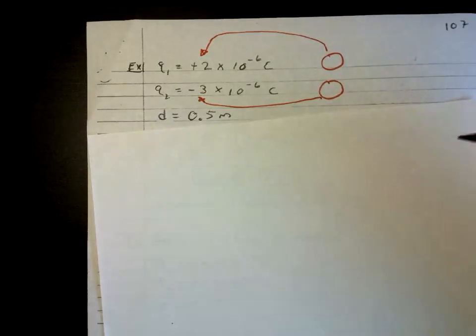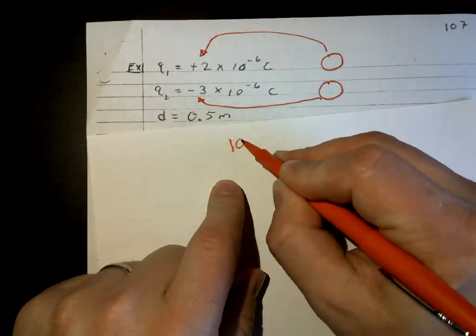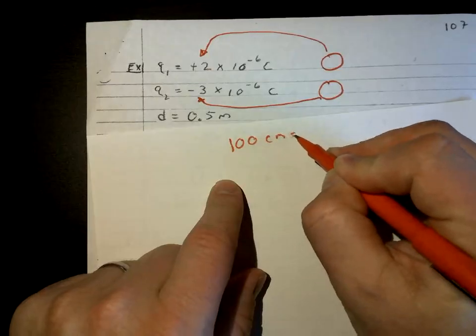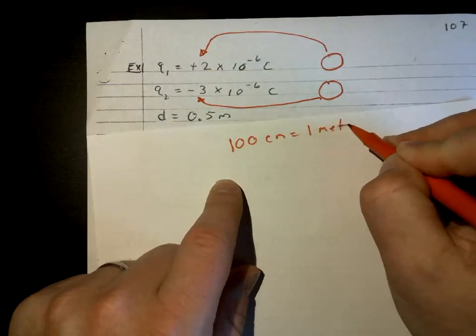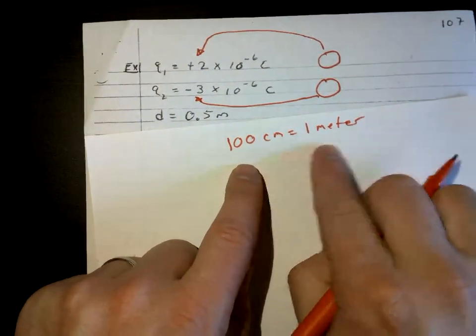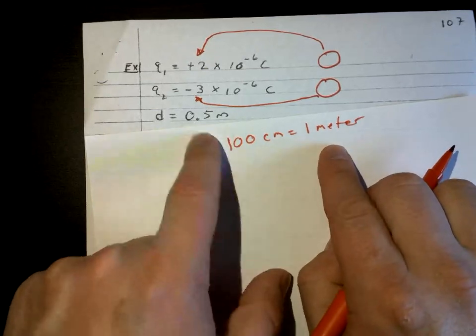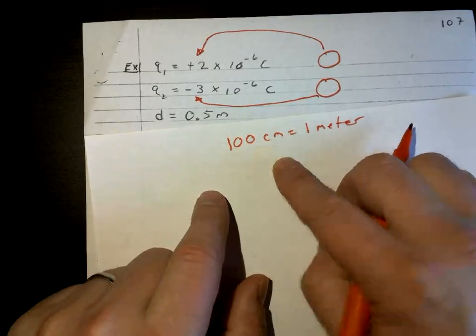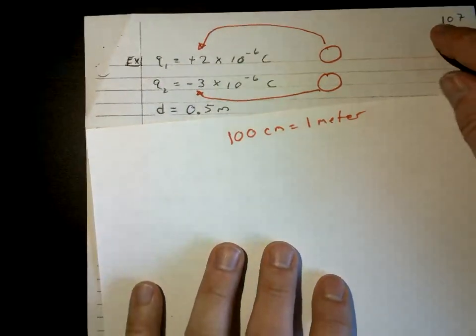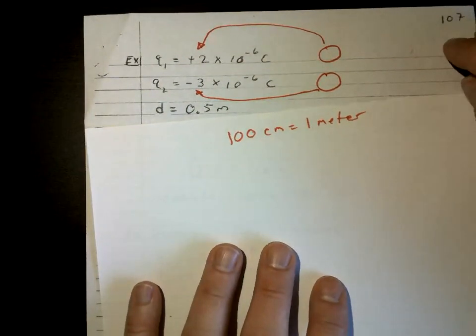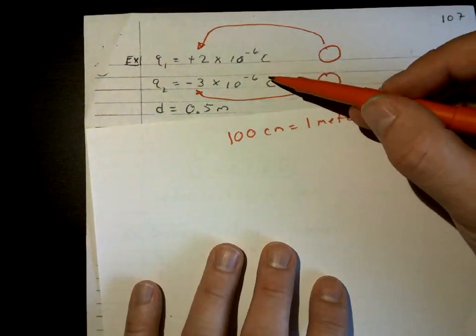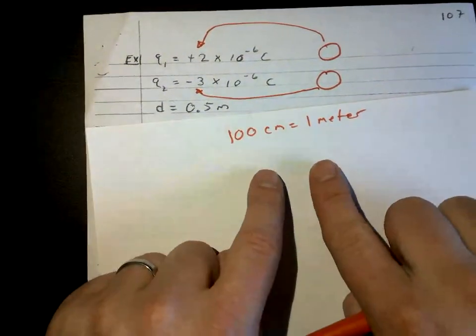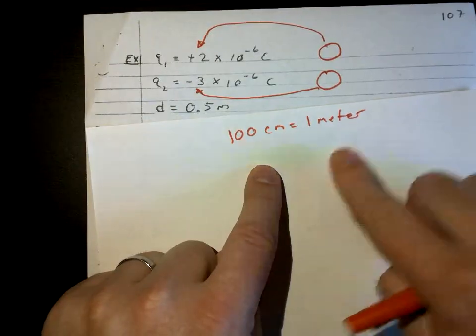Remember, 100 centimeters equals 1 meter. And you can figure out how many centimeters 0.5 meters is. That's not that many. That's 50 centimeters if you think about it. So you have 50 centimeters, or a half a meter. Now you have these two charged particles at a very short distance.